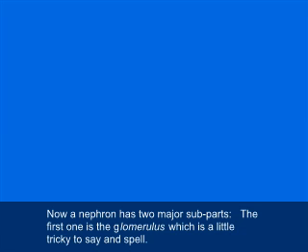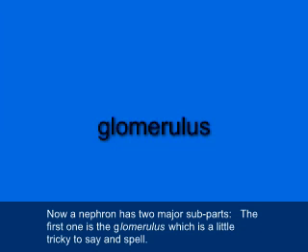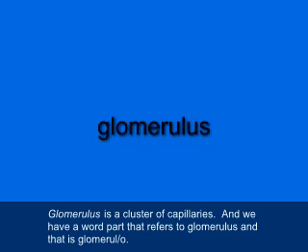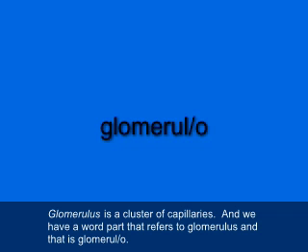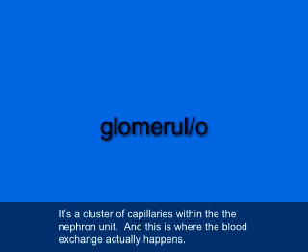Now, a nephron has two major subparts. The first one is the glomerulus, which is a little tricky to say and spell. Glomerulus, G-L-O-M-E-R-U-L-U-S. Glomerulus is a cluster of capillaries. And we have a word part that refers to glomerulus, and that is glomerulo, G-L-O-M-E-R-U-L/O, glomerulo. It's a cluster of capillaries within the nephron unit, and this is where the blood exchange actually happens.